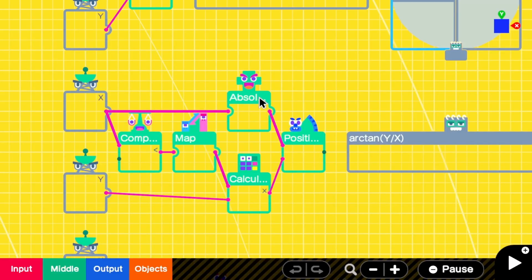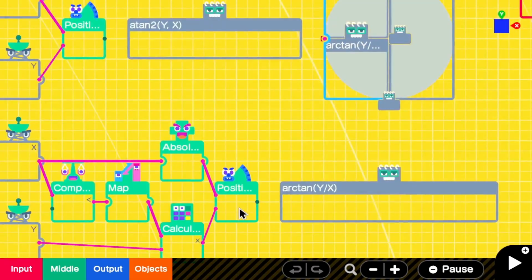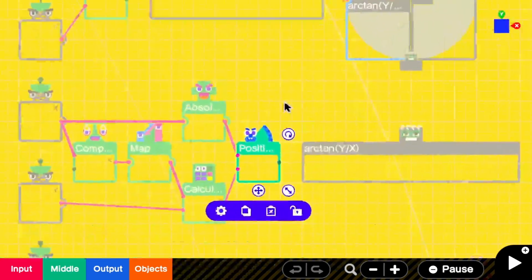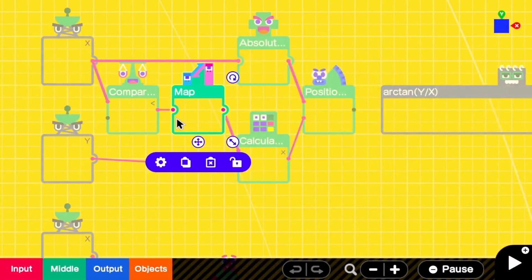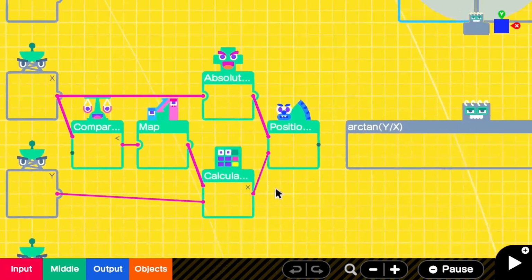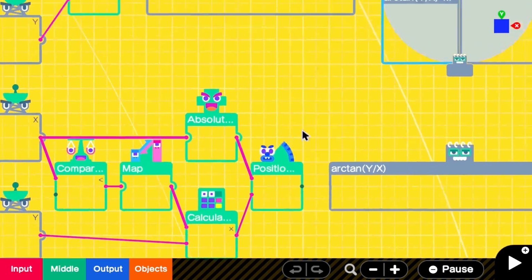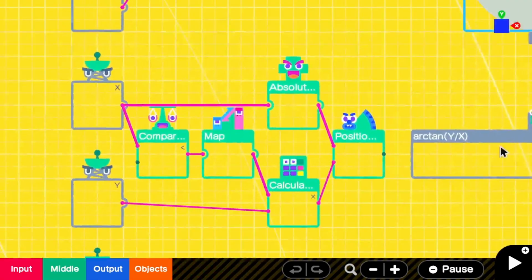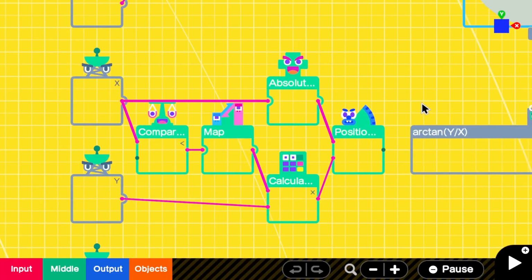So here I've just added an absolute value so that the operation done by the position to angle nodon is always in this area. And then added this comparison and map to invert the y input accordingly, depending on the x input, so that the output will still be correct. So this is how you implement the arctangent if you want.